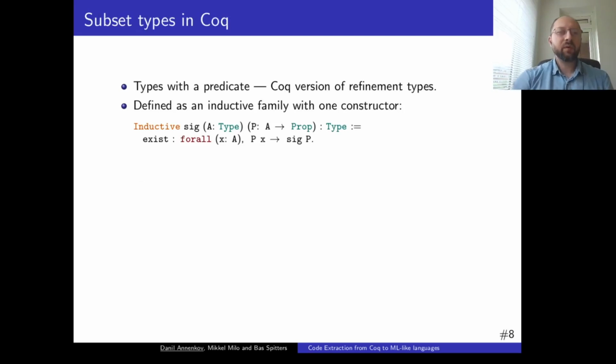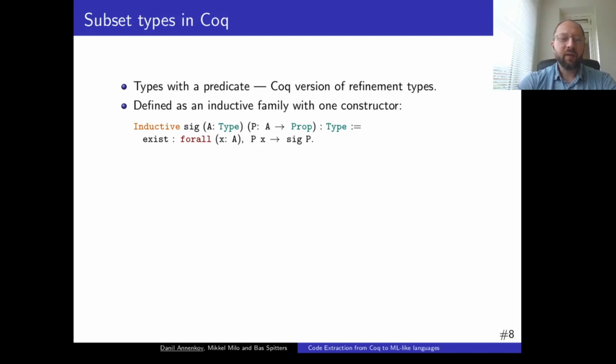Before I talk about examples, I will briefly introduce a particular kind of dependent type that we will use for developing smart contracts and our web application. It's called subset types, and essentially these are types with a predicate. You can think of it as a Coq version of refinement types.